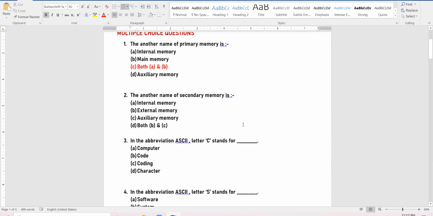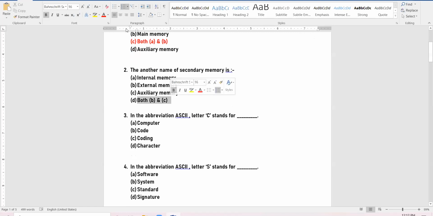Okay, second MCQ. Put your hand down, all of you. Another name of secondary memory is internal memory, external memory, auxiliary memory, both B and C. Yes, Anshaya, unmute yourself. Sir, both B and C. The D option is correct. Both B and C. Very right. So the second MCQ has D option, correct one.